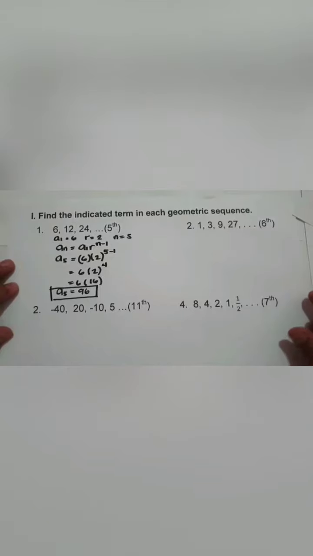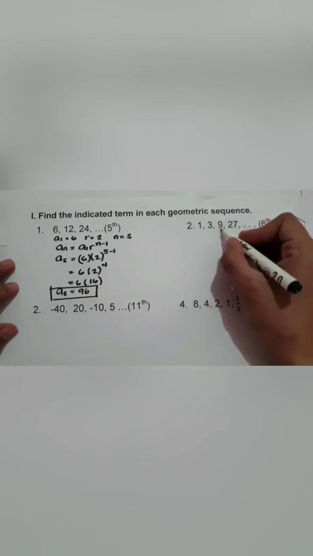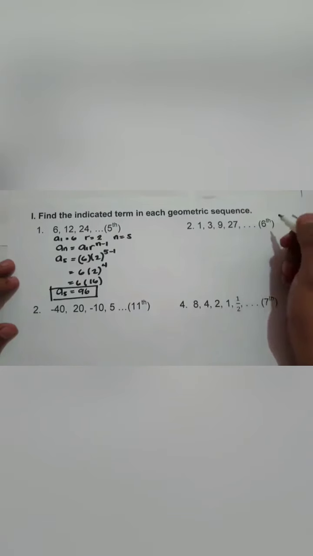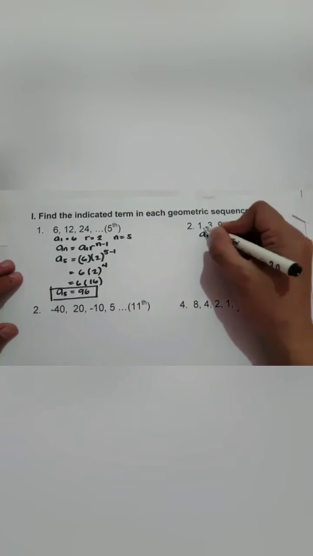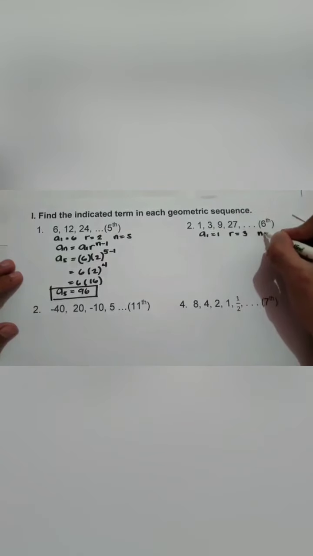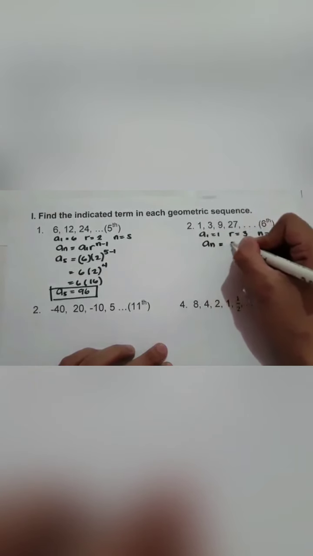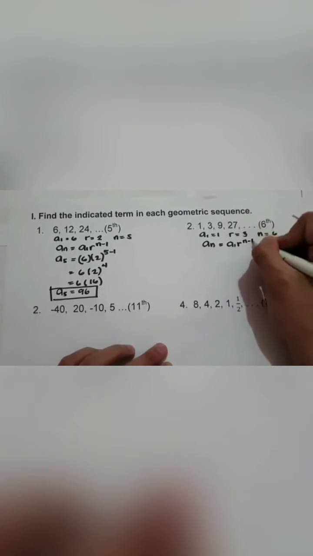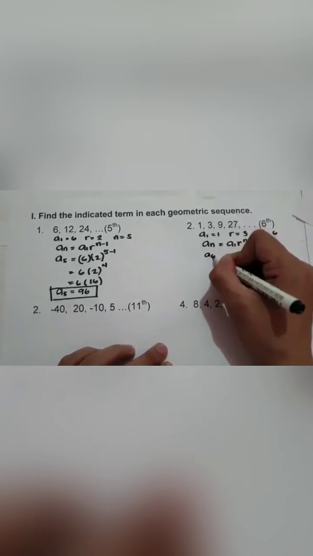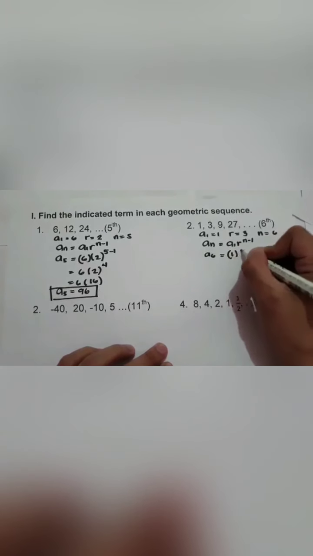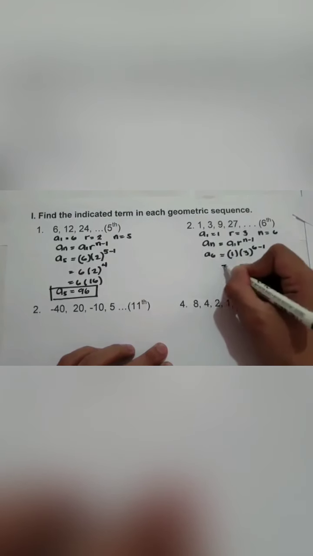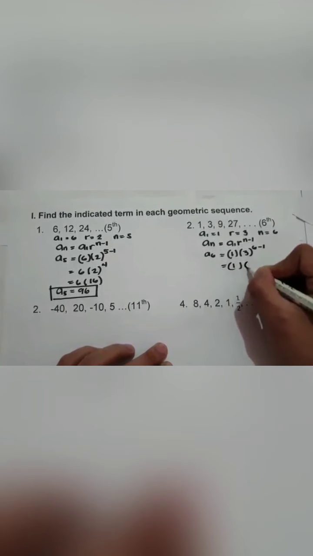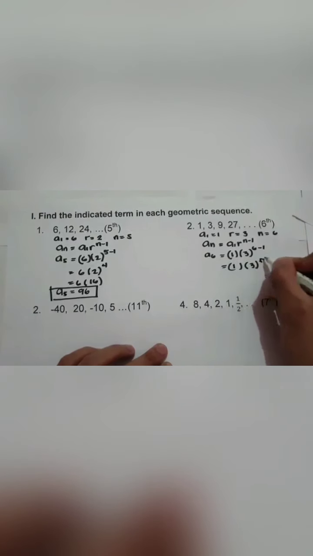What about for number 2? We have the sequence 1, 3, 9, 27, and we are looking for the sixth term. So a sub 1, that is 1. Ratio, that is 3 divided by 1, that is 3. And then n is 6. So we are using the formula a sub n equals a sub 1 times r raised to n minus 1. So a sub 6 equals a sub 1, which is 1, times the ratio, which is 3, raised to 6 minus 1. So we have 1 times 3 raised to 5.